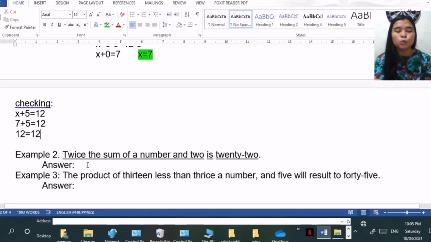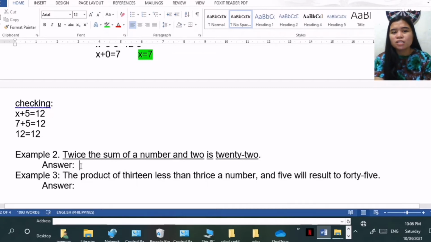Example number 2. Number 2 is twice the sum of a number. Dito na po tayo sa number 2. Twice the sum of a number. Ito na naman a number. O let's represent a number again as x. Okay po. Sabi dyan twice. Pag sinabing twice, doble. Doblehin daw yung sum ng number at 2 is 22.